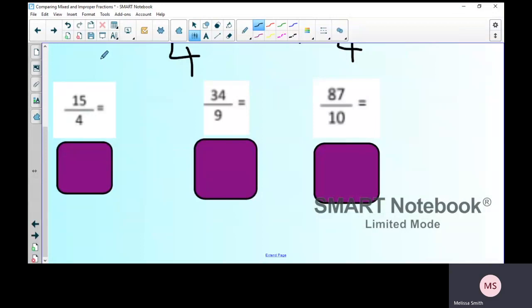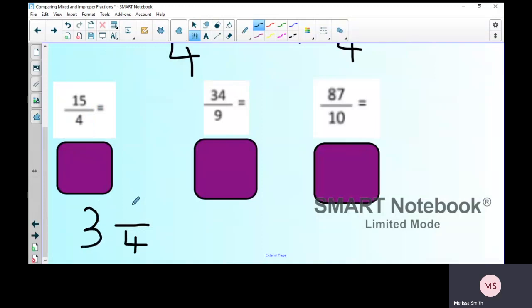Right, let's have a look at the first one together. So we've got here 15/4. So, easy step, denominator stays the same. Second step, how many times does my denominator go into my numerator? So I'm thinking of my 4 times table in my head. Well, I know that 4 times 3 is 12. So it goes in 3 whole times.